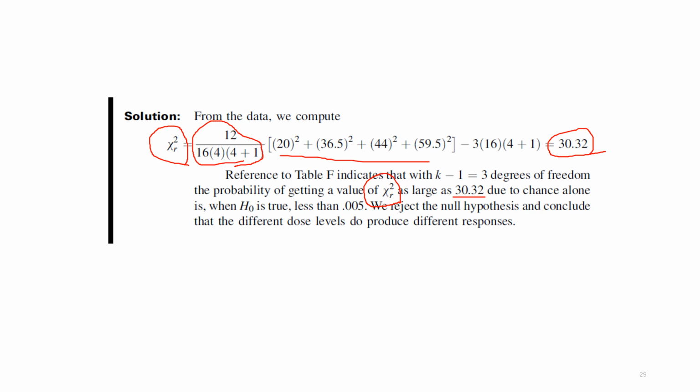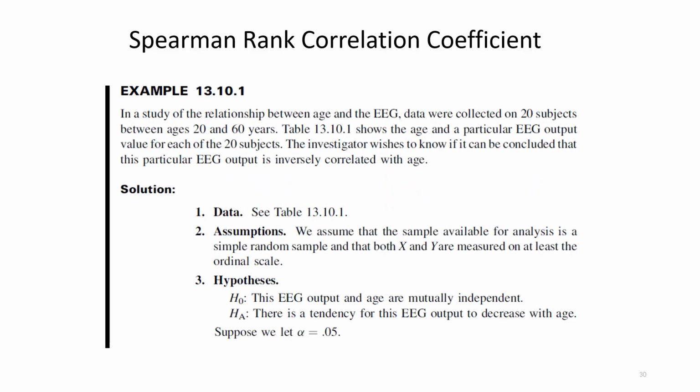Where does this 30.32 exist? We have to check it. Let's go to the chi-square table, which is familiar to us, and it is easy to calculate and determine whether it is significant or not.